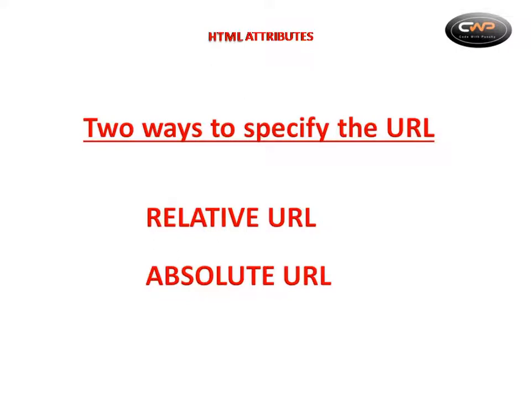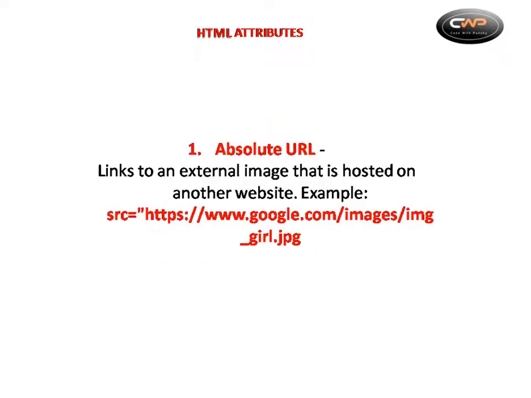That is the two ways of inputting or assigning addresses to the SRC attribute. We have the relative URL and we have the absolute URL. The absolute URL links to an external image that is hosted on another website. The issue with the absolute URL is that external images might be under copyright, and if you did not get permission, you may be in violation of copyright law. You can't even control external images. External content or images can suddenly be removed or changed.